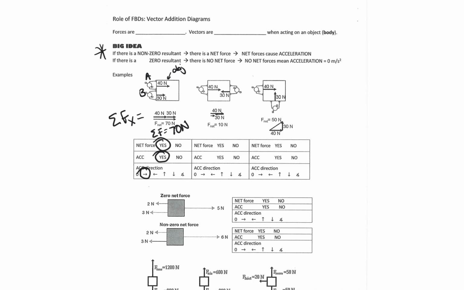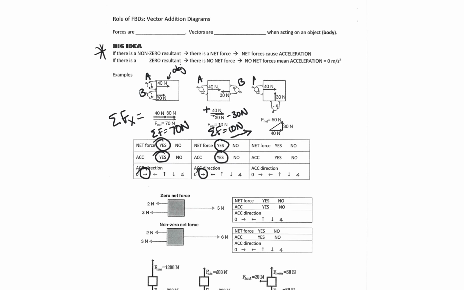Let's go to the next one. We've got person A pushing with 40 newtons, person B pushing with 30, but they're opposite each other. So what we really have is a positive 40 and a negative 30 added, and our net force is 10 newtons. And it's positive, so it means overall this object has a net force to the right. It accelerates, absolutely, it's not at equilibrium. And the acceleration is whichever direction the net force is. Since 10 represents to the right, then our acceleration is to the right.